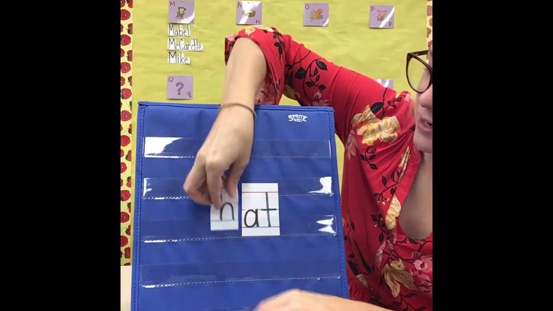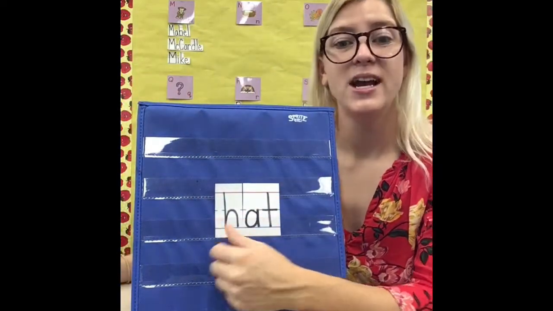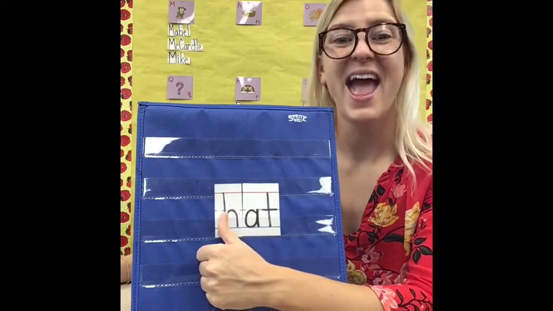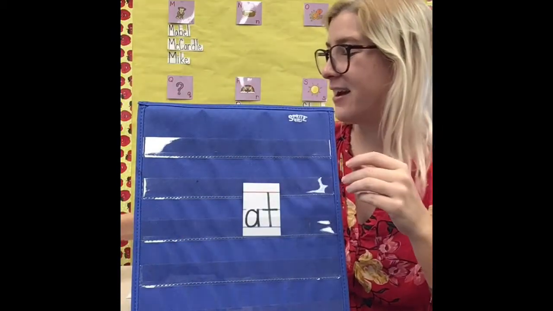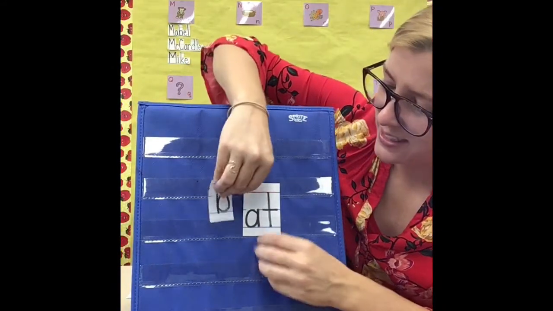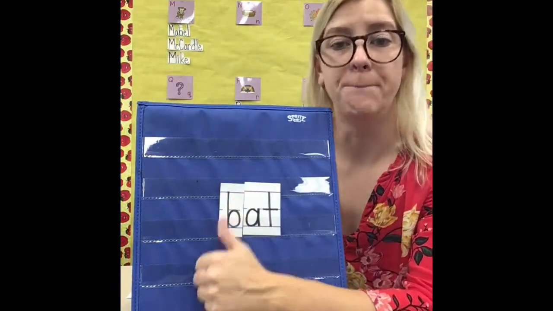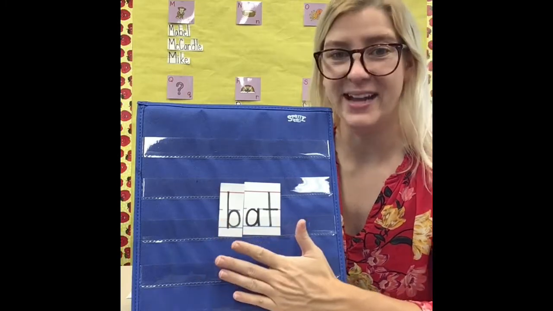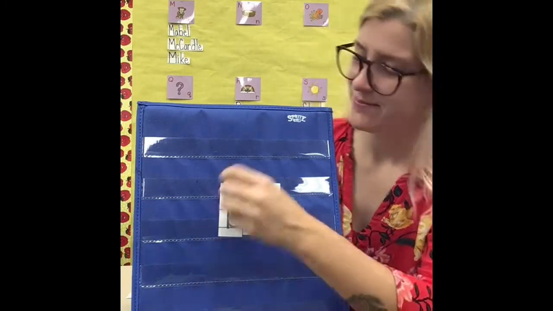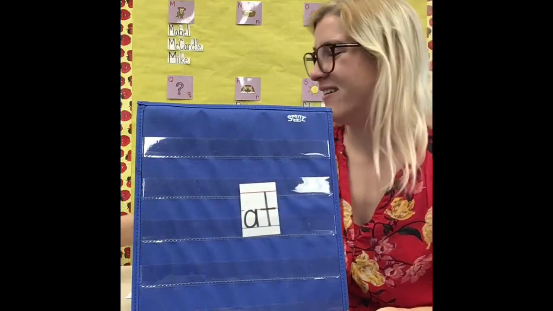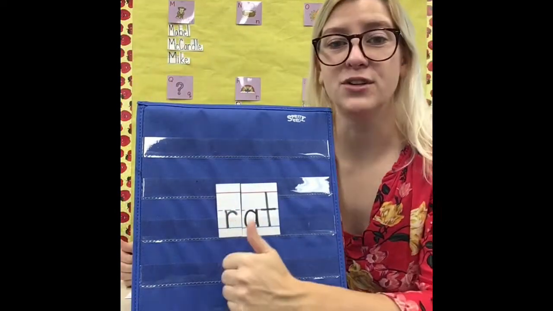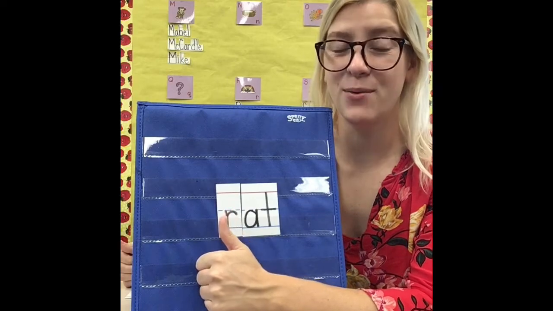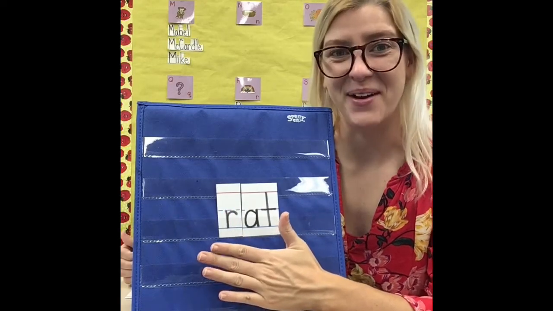If we put an H here, we would read the first sound and then the word part, at, hat. This is the word hat. If we put a B in front of at, we would read the first sound, B, and then the word part, at, and then put it together, bat. Let's try one more that I know we already know. Let's try the letter R. Let's make the first sound, R, and then say the word part, at, and then put it together, rat.